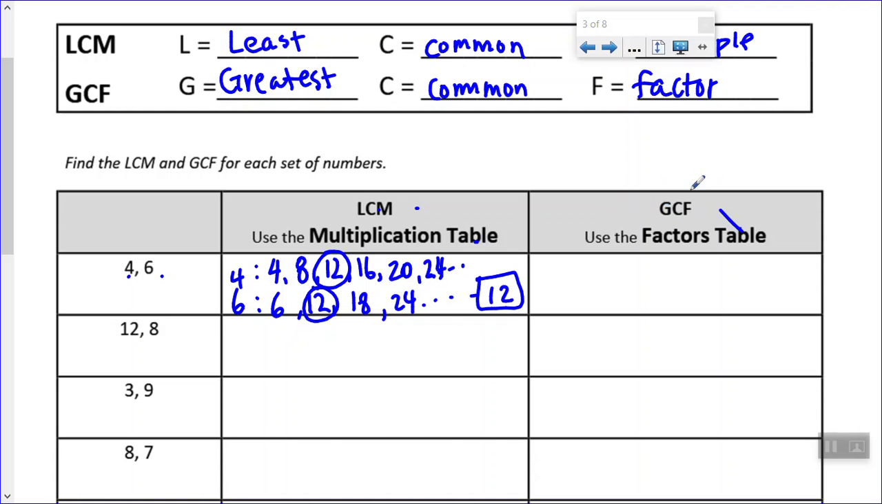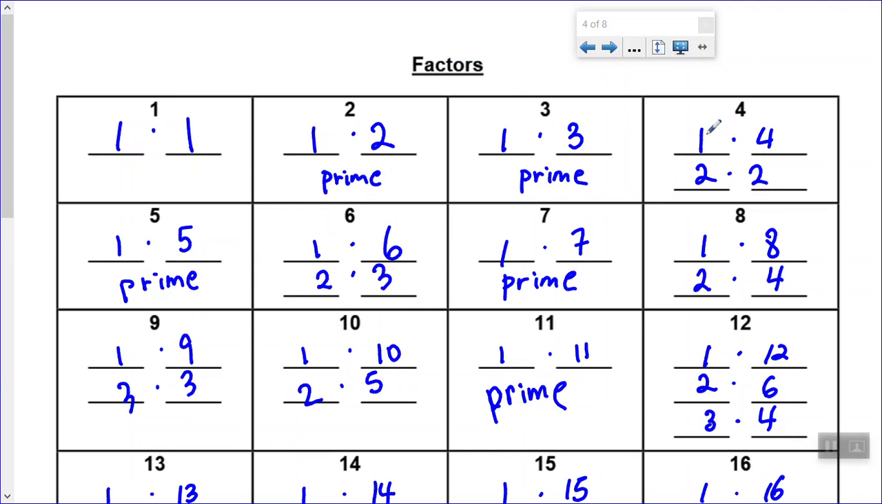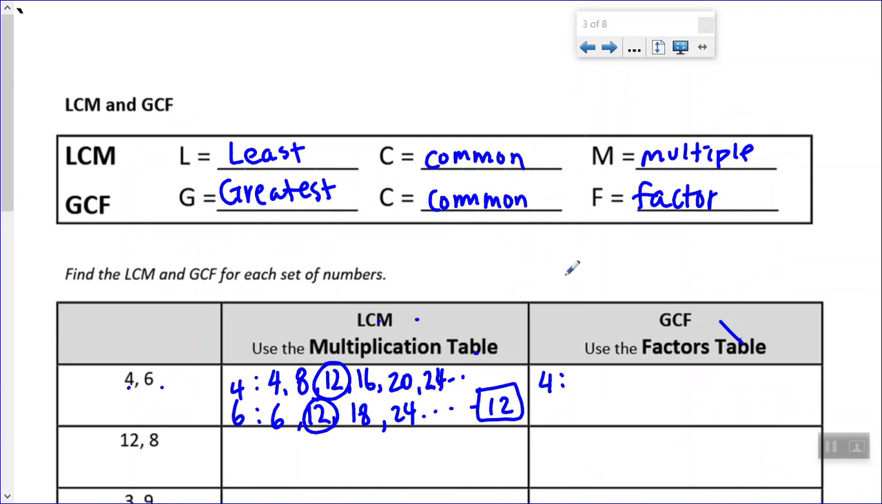And what is the GCF of 4 and 6? We have to find factors. And we already found here for 4, you have 1, 2, 4. For 6, 1, 2, 3, 6.